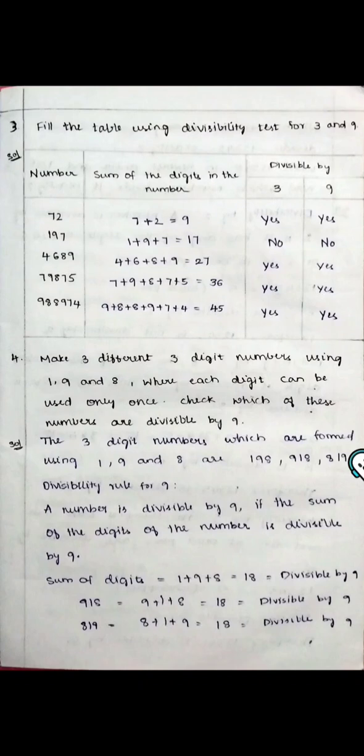If we add 198, that means 1 plus 9 plus 8, we get 18. If we add 918 also, we'll get 18 only, and if we add 819 also, we get 18 only, because we are not changing the number, we are just changing the positions of the digits, so we get the same answer every time. So when we get the same answer every time, it will be divisible by 9.